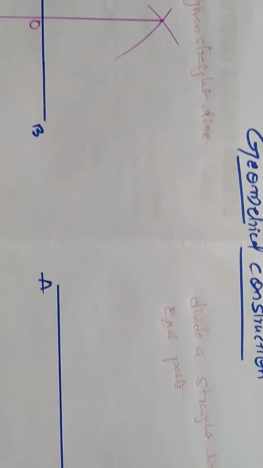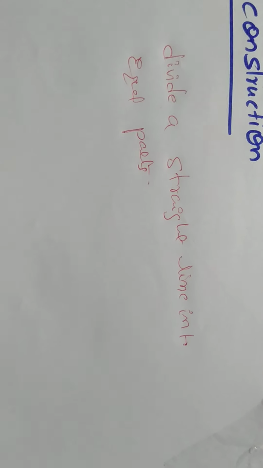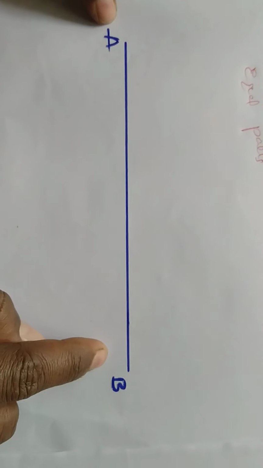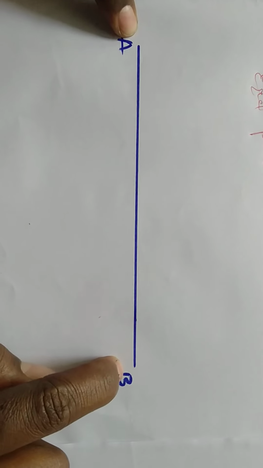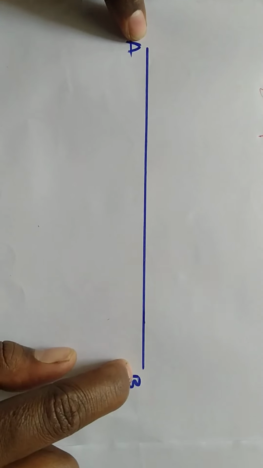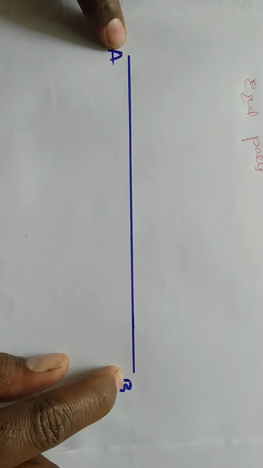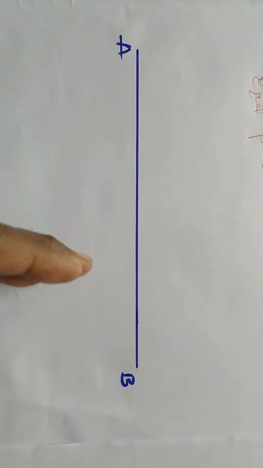Next we are discussing how to divide a straight line into equal parts. AB is a straight line. You don't know the dimension of AB, but you have to divide it into equal parts. If you want to divide it into 6 equal parts, you have to divide this line into 6 equal parts.